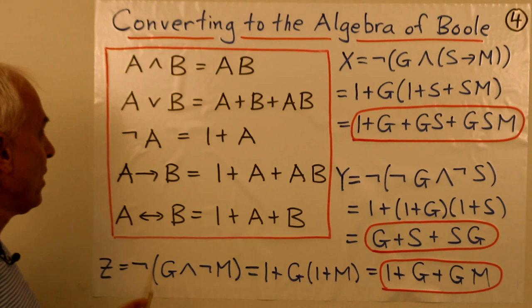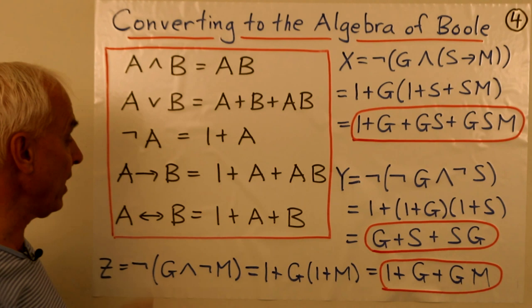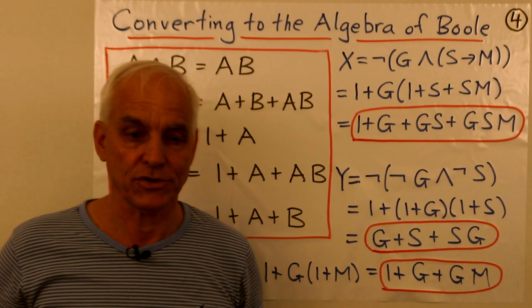The not operation, the inversion, is just adding one to whatever we have. A implies B is one plus the first term A plus the product AB. And if we have an equivalence like this, A is equivalent to B, that's the same as one plus A plus B. So hopefully these are familiar to you, so we have to just remember them.